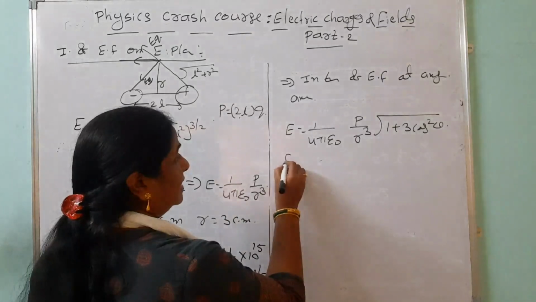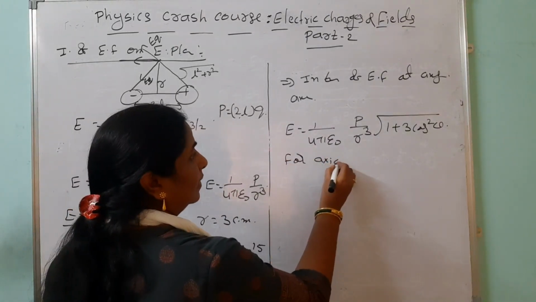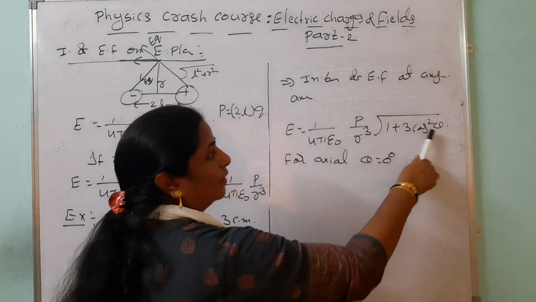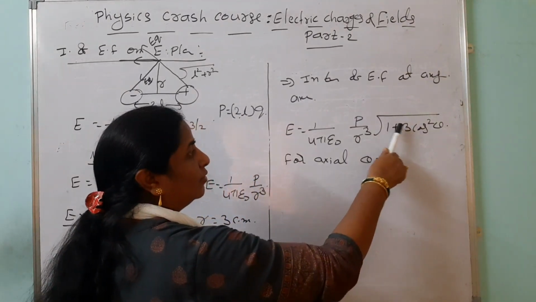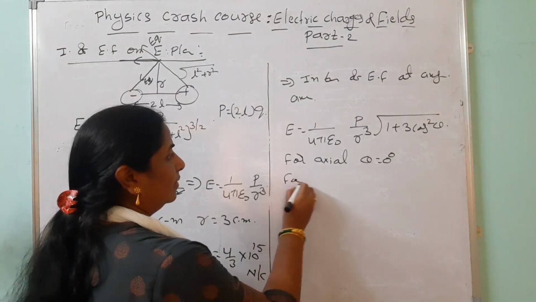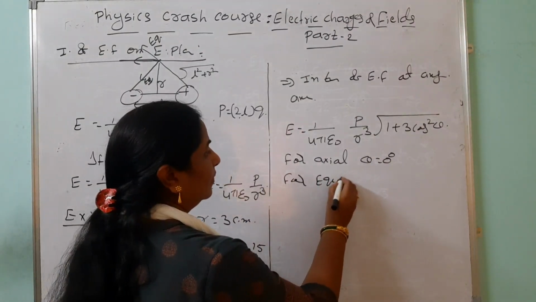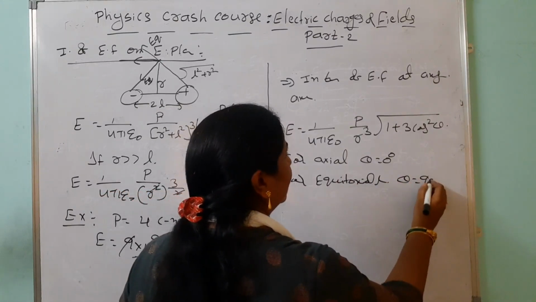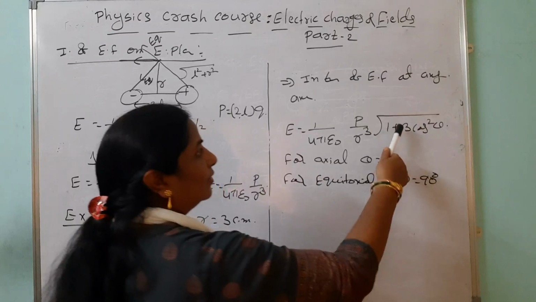See, for axial line, theta is how much? 0 degrees. Cos 0 equals 1. 1 plus 3 is 4. Under root 4 is 2, so 2p by r cube. For equatorial line, theta equals 90 degrees. Cos 90 is 0, under root 1 is 1.